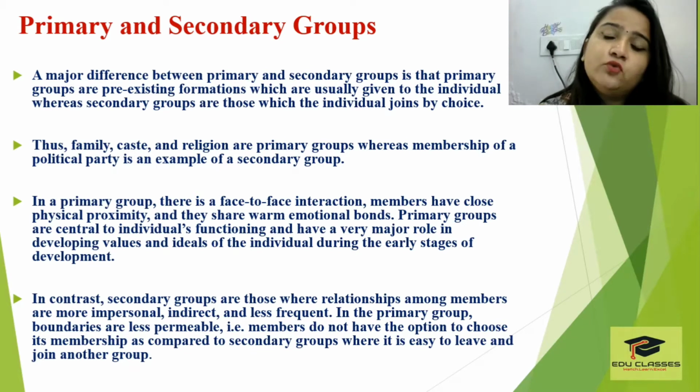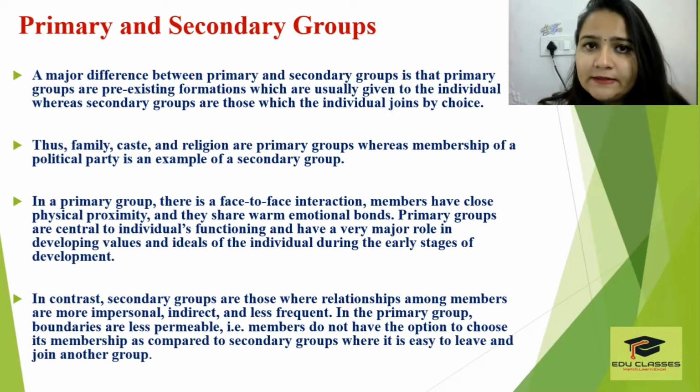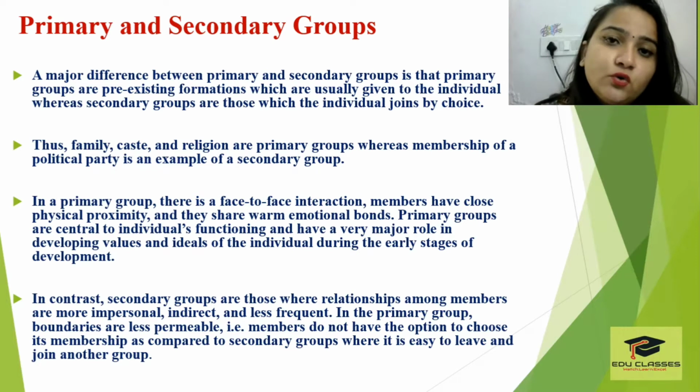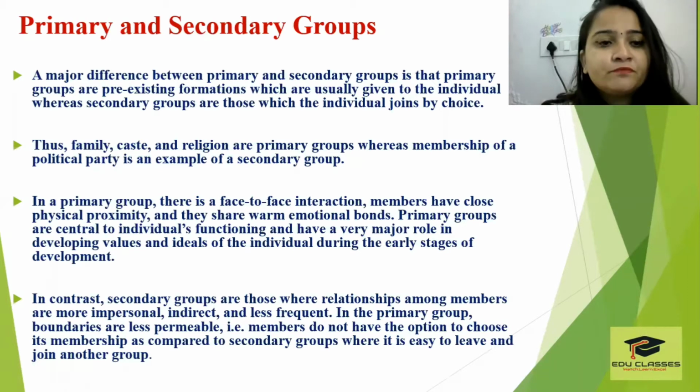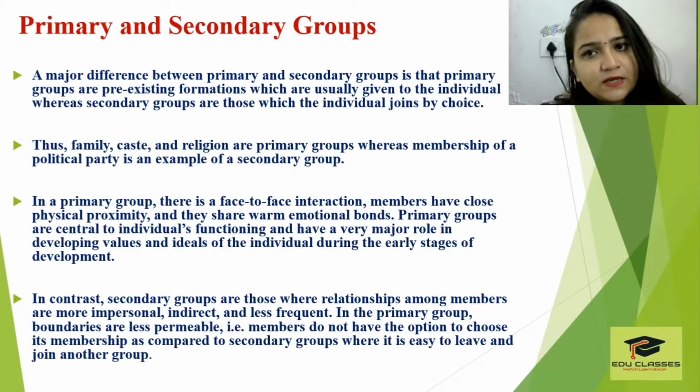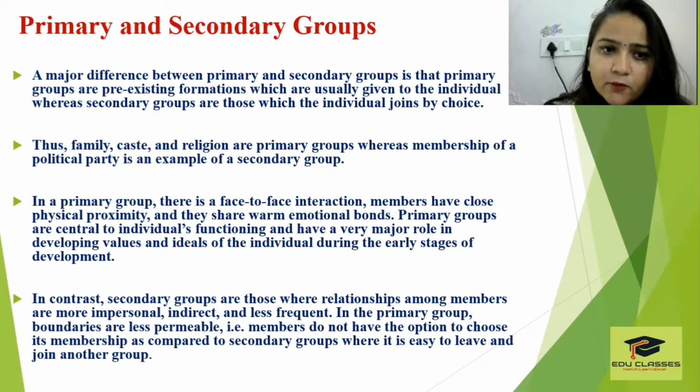So for example, if you decided to join a musical band, this group will be a secondary group, whereas your family, your religion, your caste will be a primary group. So therefore, family, caste, and religion are primary groups, whereas membership of a political party is an example of a secondary group, just what we've discussed right now.